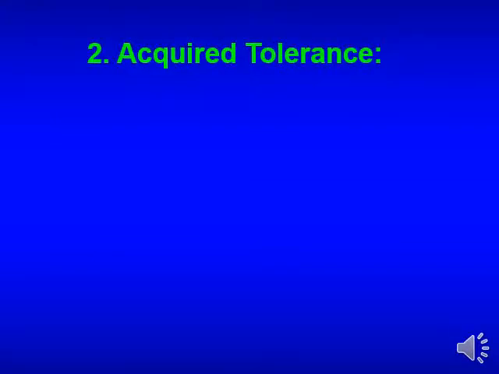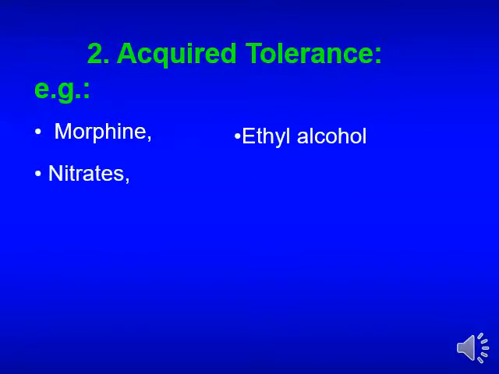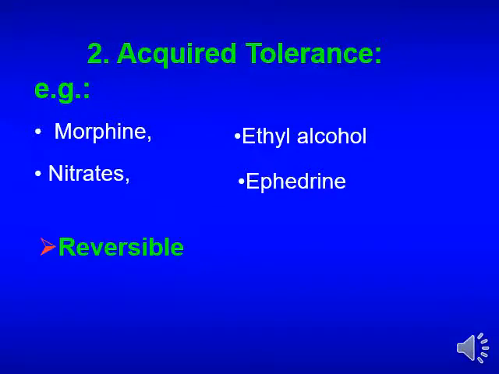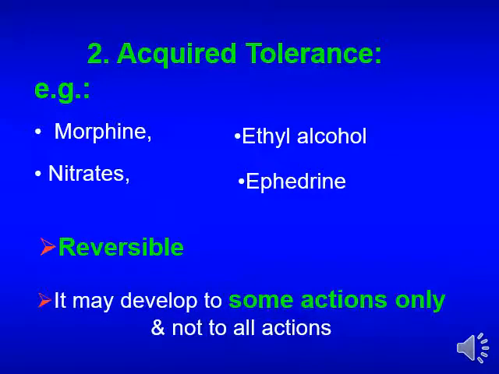Acquired is due to repeated drug administration, for example, morphine, ethyl alcohol, nitrates, ephedrine, amphetamine, etc. Acquired tolerance is reversible. Once the drug is stopped, tolerance will disappear. It may develop to some actions, not to all actions. For example, when using morphine, tolerance occurs to analgesic action and respiratory depressant action, but there is no tolerance to miosis and constipation.